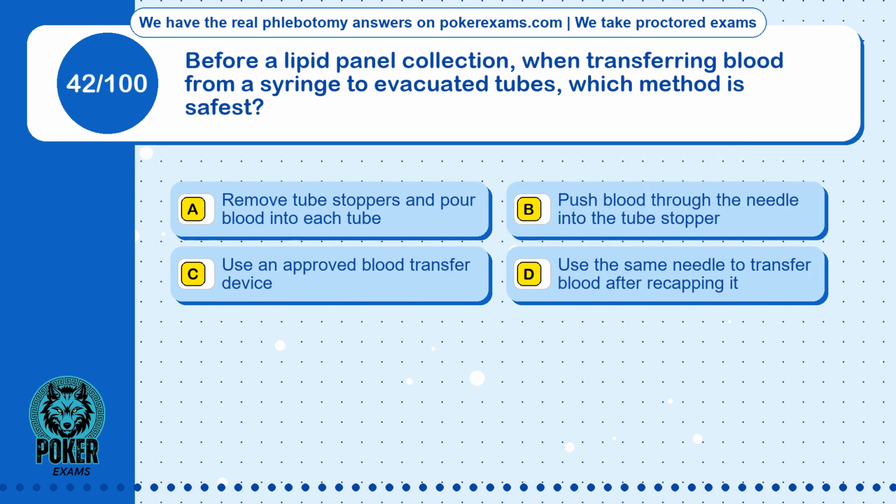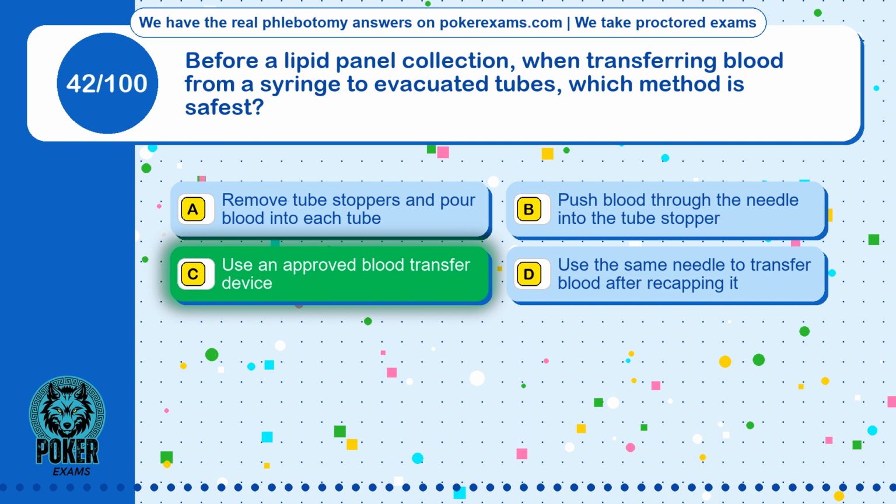Question 42. Before a lipid panel collection, when transferring blood from a syringe to evacuated tubes, which method is safest? Option A: remove tube stoppers and pour blood into each tube. Option B: push blood through the needle into the tube stopper. Option C: use an approved blood transfer device. Option D: use the same needle to transfer blood after recapping it.